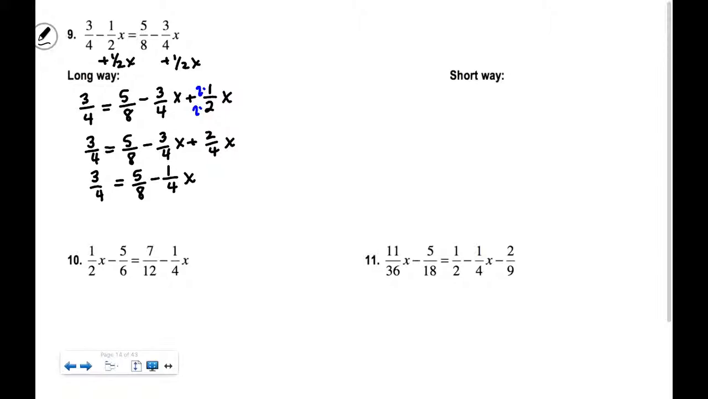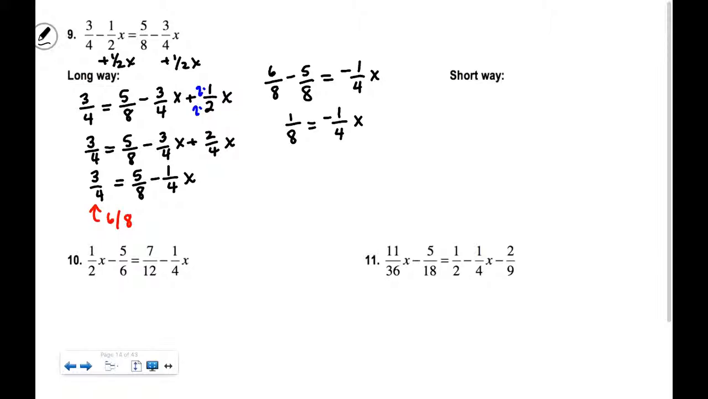Now I want to subtract the 5/8 over. So if I'm doing that, I want to get common denominators with the 3/4. So how am I going to rewrite 3/4? 6/8. Yeah, it's really 6/8, right? So I'm taking my 6/8, I'm subtracting the 5/8 over to the left side, and I'm left with my negative 1/4 x. So I get 1/8 equals negative 1/4 x.